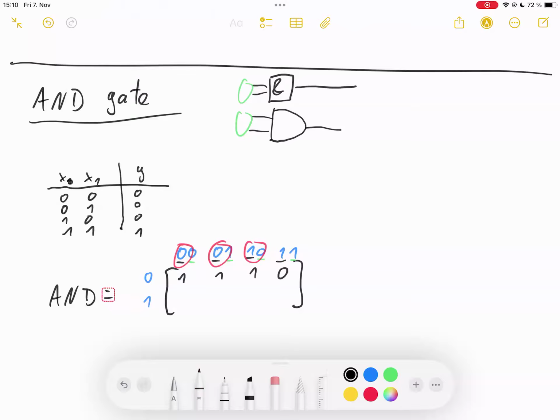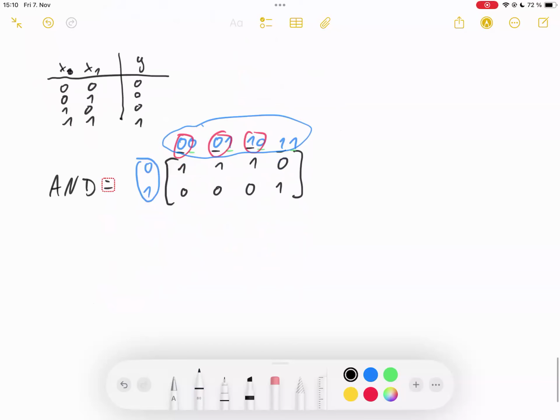And for the input 1, 1, that's the one I want to map to a 1. Remember, columns are for the inputs and the rows are for the outputs. So I put the zeros here. These are not unitary matrices or anything like this. They will come later for quantum gates. And we can have another example.